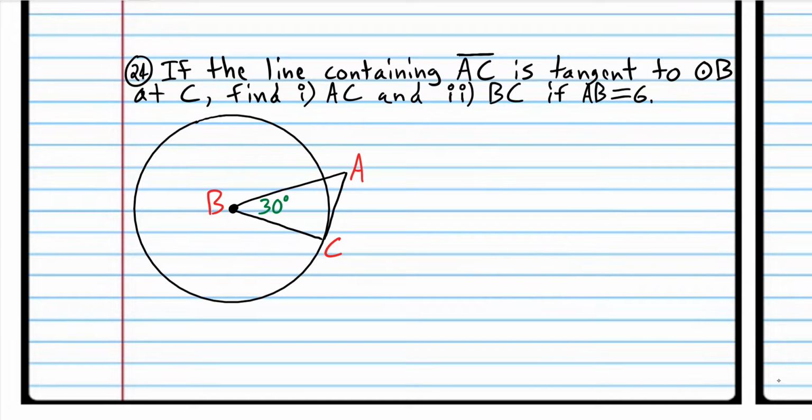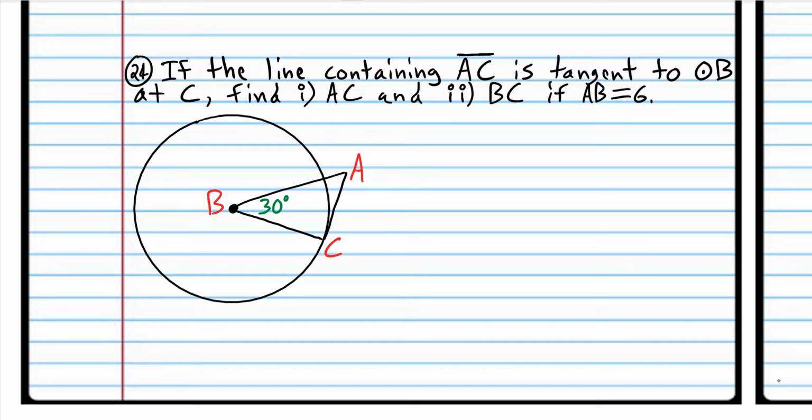On to 24. Go ahead and attempt number 24. And when you come back, we'll do it together. All right, we're back. If the line containing segment AC is tangent to circle B at C, find AC and BC.